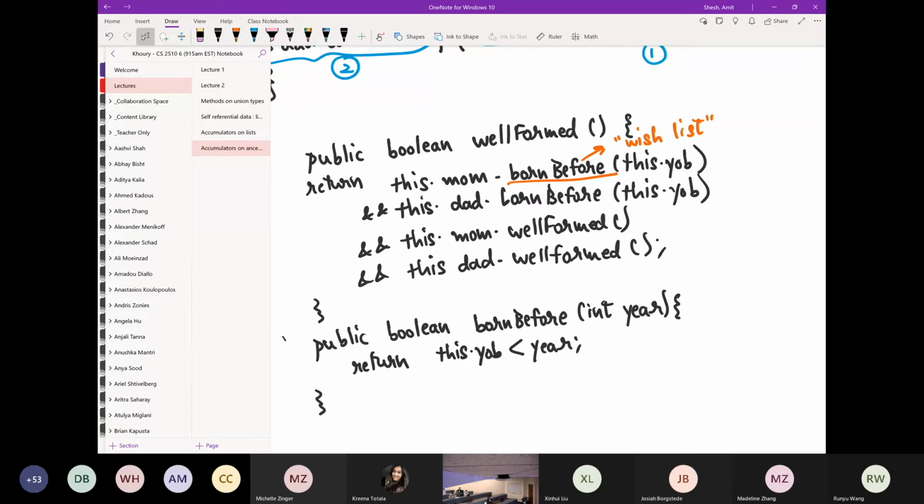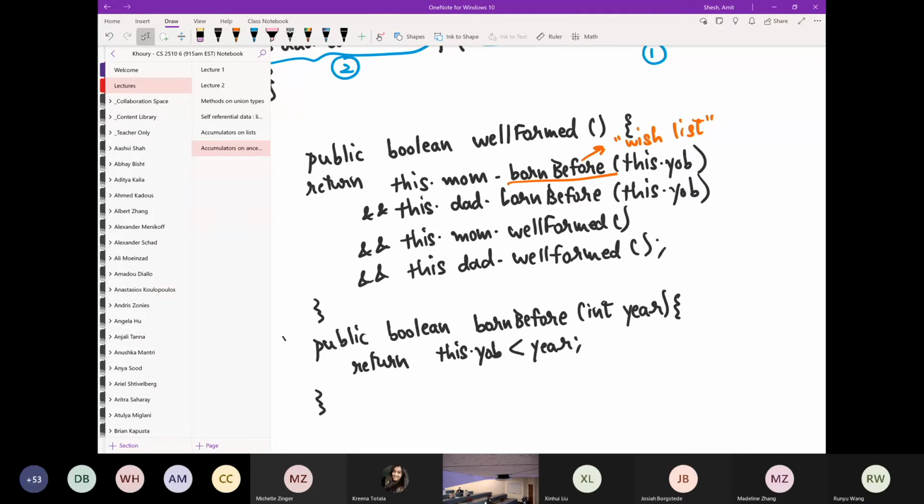If my mom was unknown, what would I like this method to return so that this method actually works correctly? So if born before returns me false, I'm done. This method is going to return false. And that would mean if this person has a mom that is unknown, this tree is not well formed, which is not what we want.